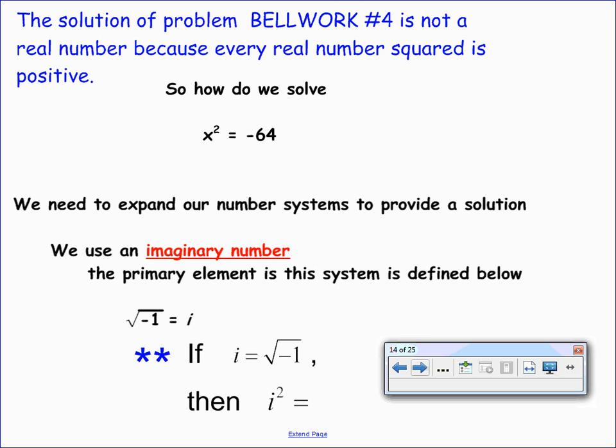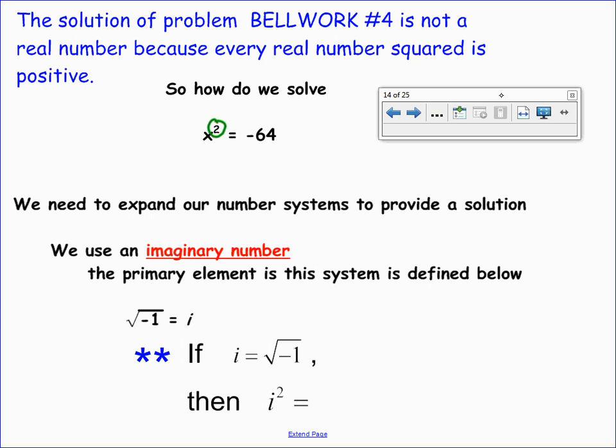Okay, so Bellwork number 4 wasn't a real number because every real number squared was positive, and we talked about that before. So how do we solve x squared equals negative 64? Well, it turns out that this exponent 2 still tells me that I should have 2 solutions to this quadratic equation. And in fact, we do have 2 solutions. It's just that they are non-real solutions. They're complex numbers that include imaginary components. Nevertheless, when substituted into the equation for x and worked out, they create a true statement, and so they are solutions all the same.